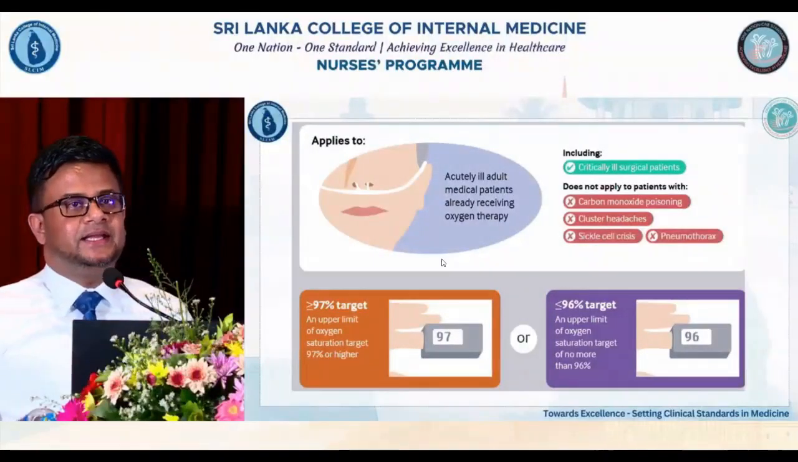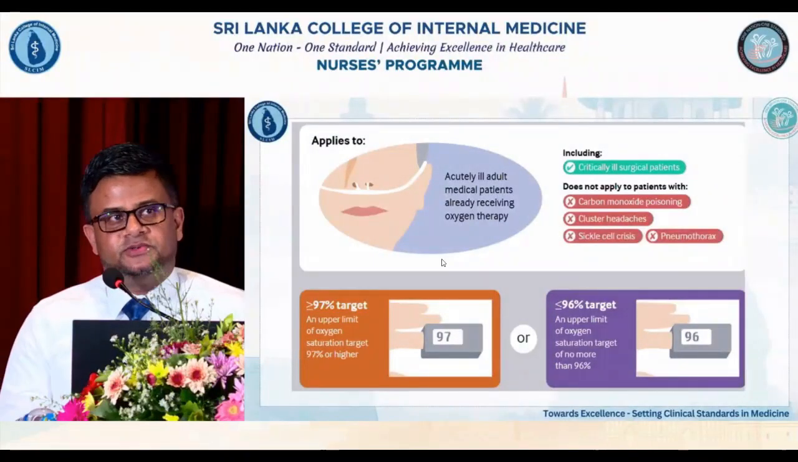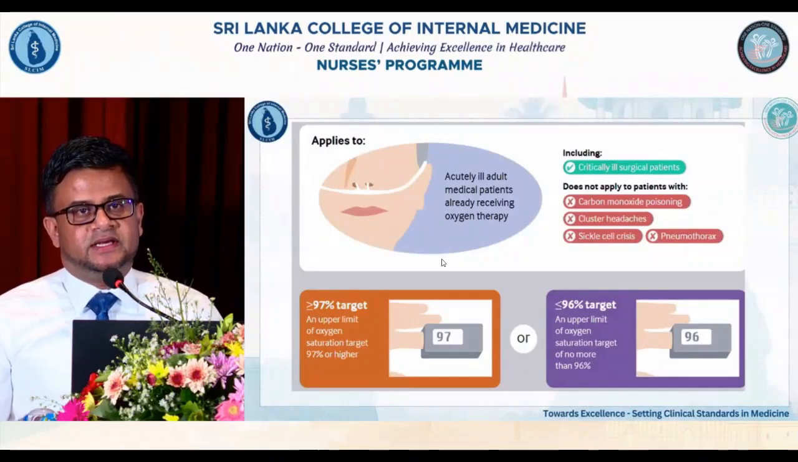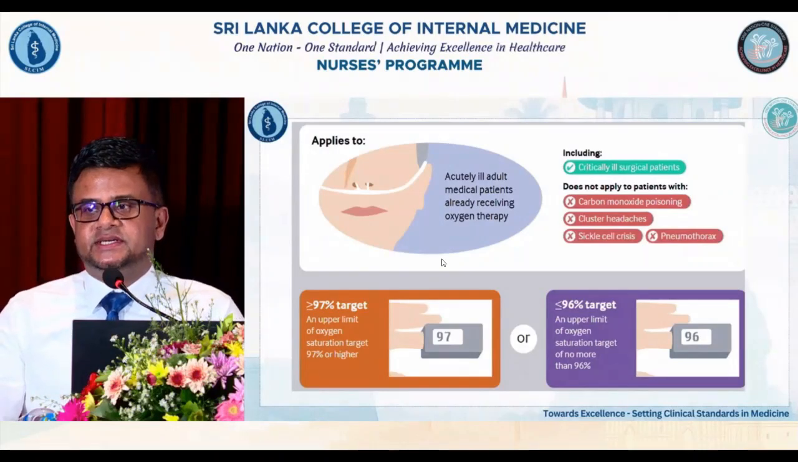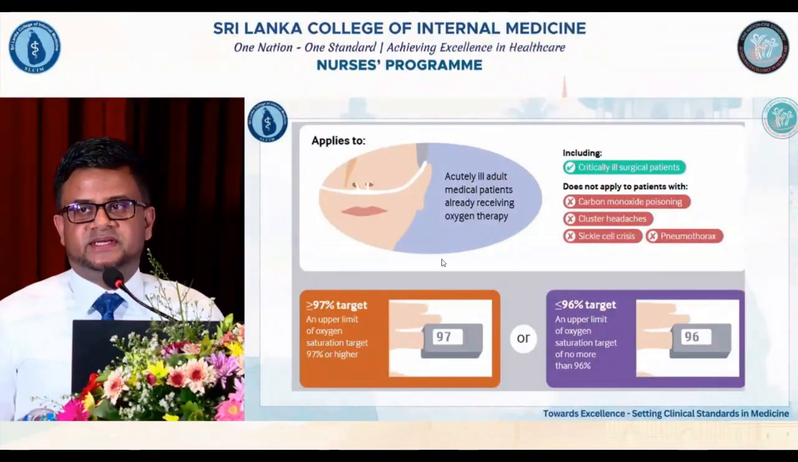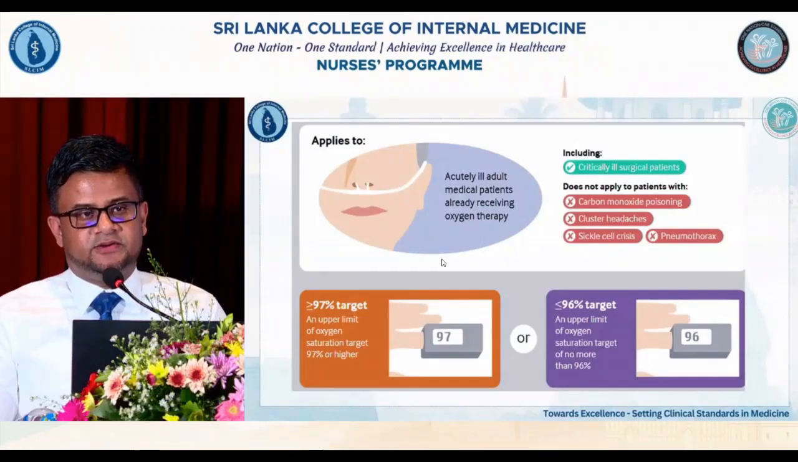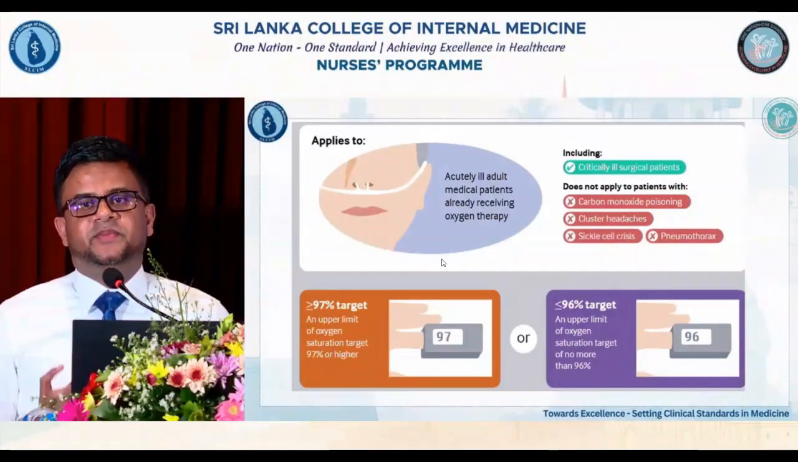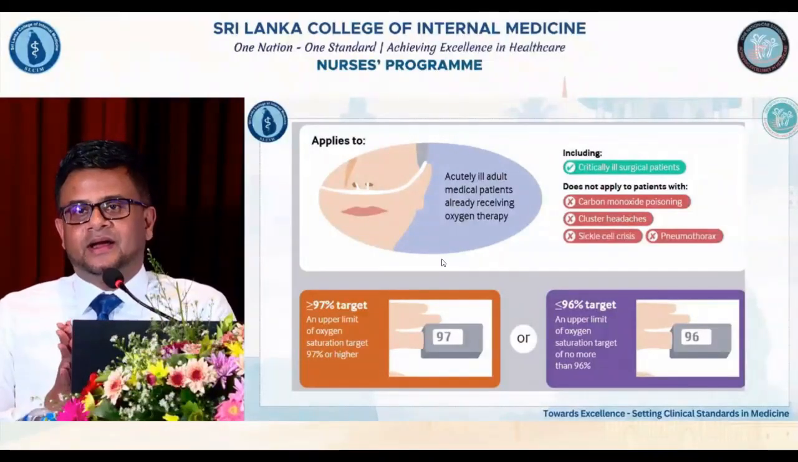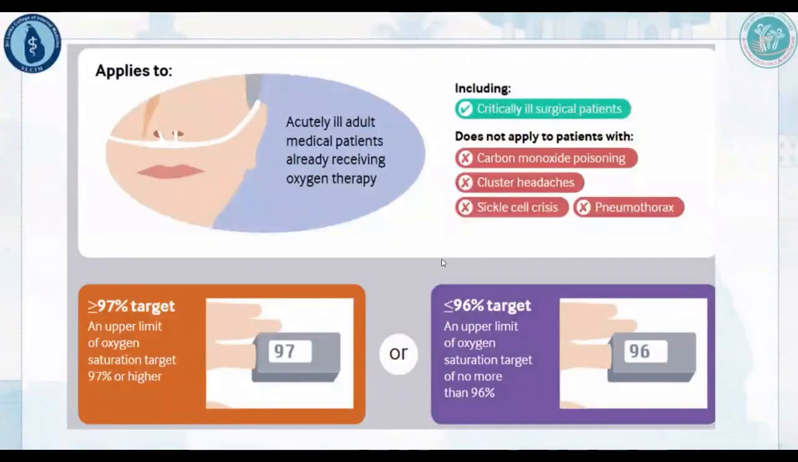So, critically ill patients. Let's go through two scenarios. A critically ill patient comes to your ward. If the patient's saturation is less than 85, provided that the patient does not have hypercapnic respiratory failure or COPD, put the patient on 15 liters of oxygen on a reservoir mask.